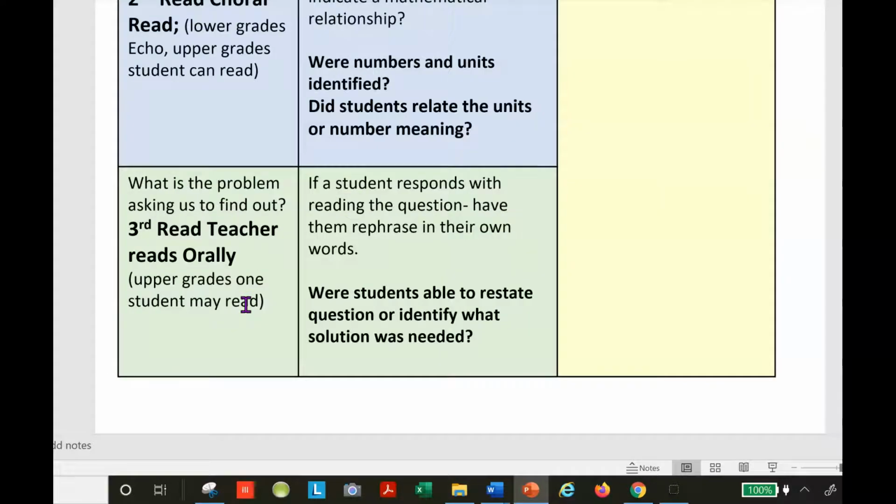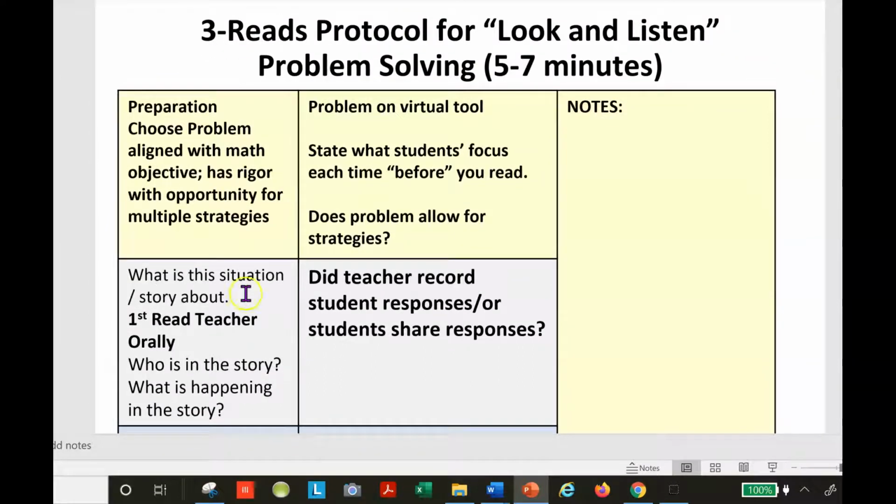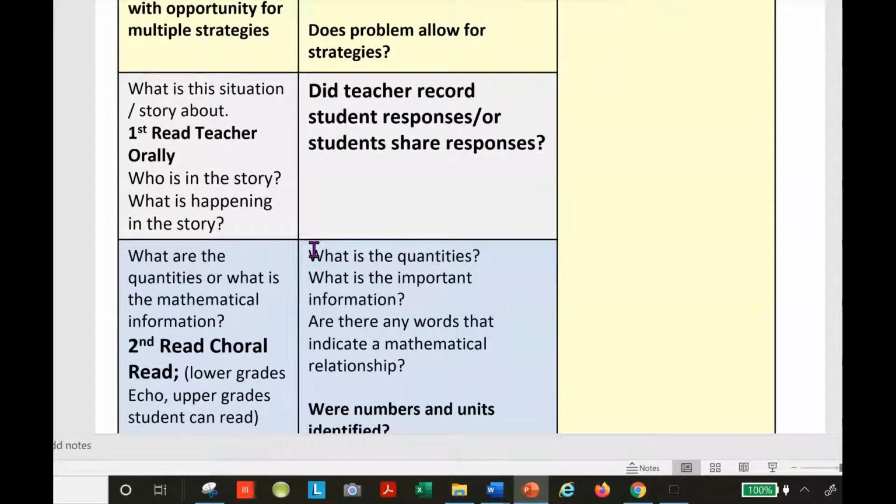Now, I'm going to take you to some look-fors and listen-fors. Again, when I go in the classroom, I would focus on the problem on the screen or on the virtual tool. Does this problem allow for multiple strategies? During the first read, did the teacher announce what we're going to, or focus us on our listening before the reading occurred? Was it followed with these questions? Did the teacher record the student responses or did the students share their responses?